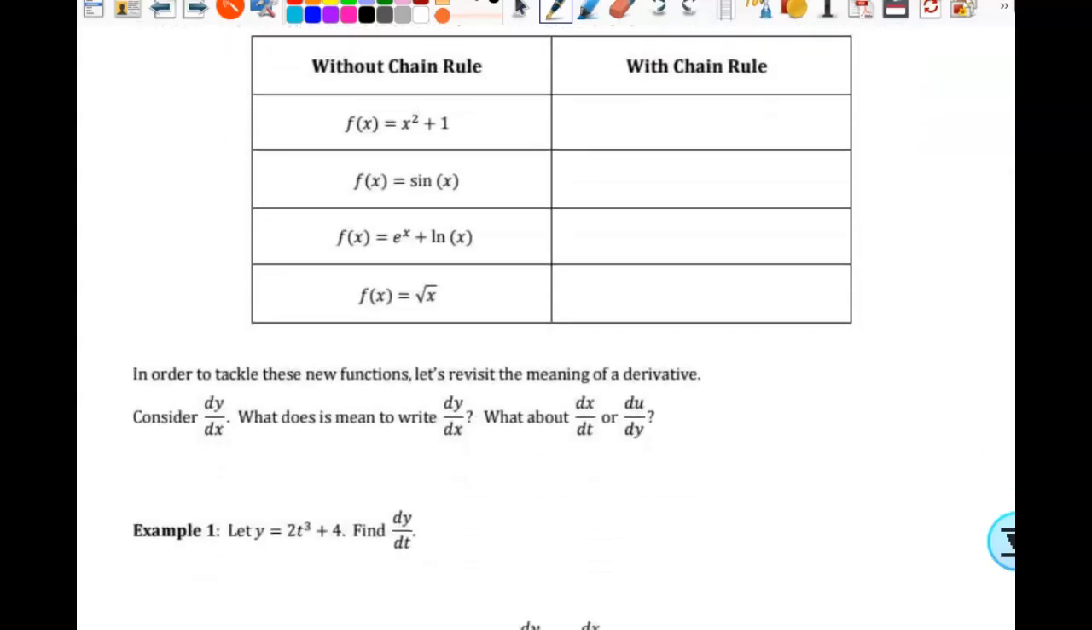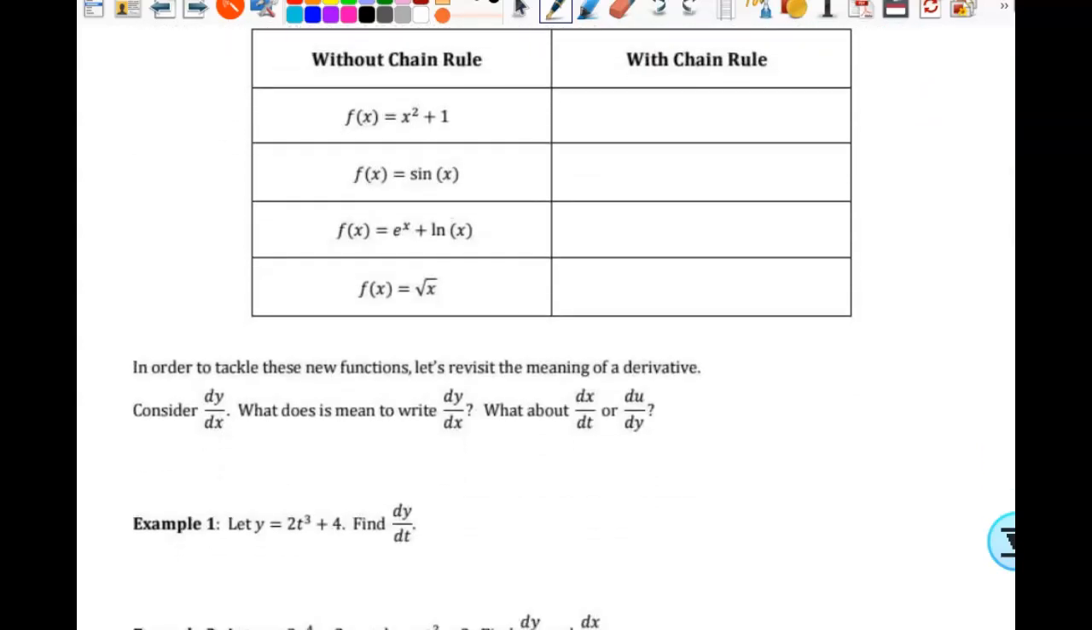Without the chain rule, we might have something that's just f of x equals x squared plus 1. And we can totally take the derivative of that. And with the chain rule, we might see something like f of x is equal to cosine of x squared plus 1. Where instead of squaring x, we're squaring the cosine of x, right? Which really, the correct way to write this is cosine squared x plus 1. Remember that? That's what that means.